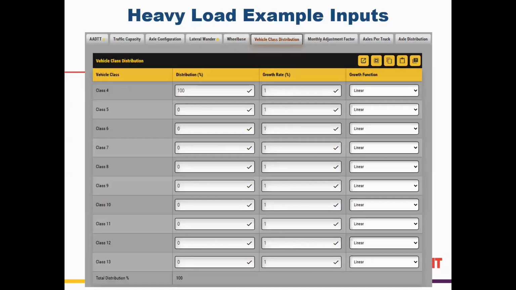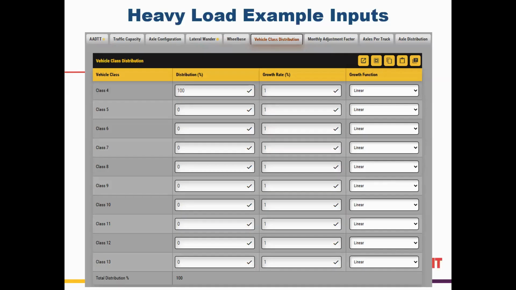Now, as far as what we're going to liken a forklift to, in this case we're going to liken it to a bus, a class 4 vehicle. Single axle in front, one in back. Potentially we could have made it a class 5 vehicle, but we're going to say class 4. So all of our vehicles are this.